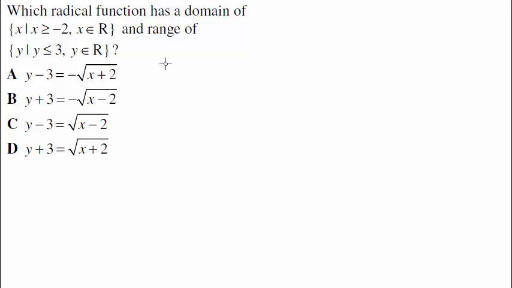We have radical functions. Which one has the domain x bigger than -2 and the range y less than 3? Okay, so what is domain? Domain, in simple terms, is what x can be. What does it mean, what x can be? What x can be to make sure the function is not wrong.